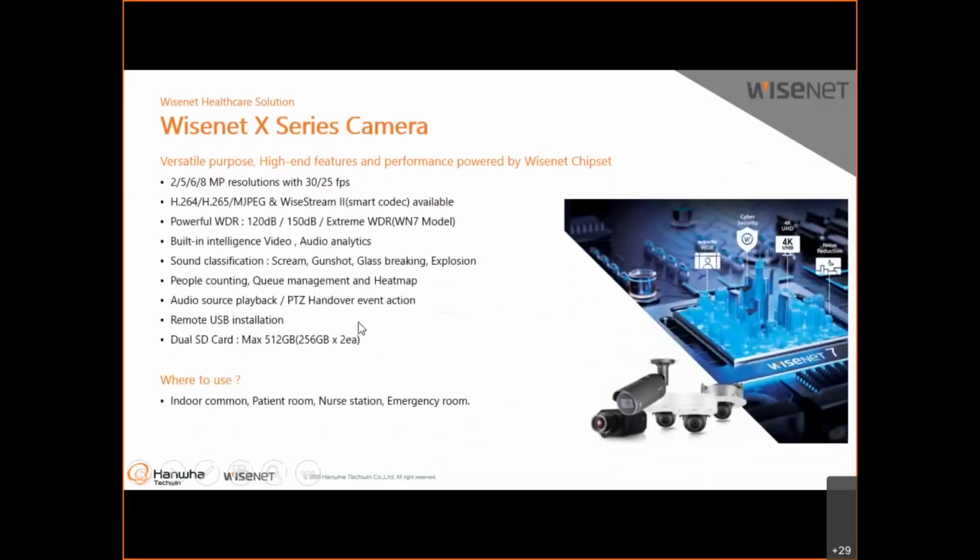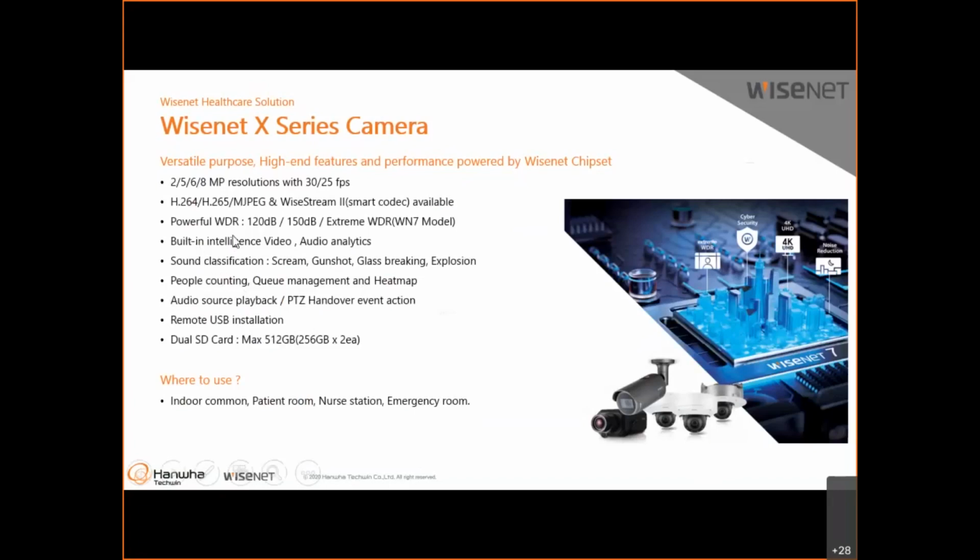And we have this Wisenet X series camera. Actually, we have a lot of models in the lineup in this X series. So basically, you can use this model for all purposes. This is high-end features and high-end performance powered by the Wisenet chipset. So we have 2, 5, 6 and 8 megapixel resolution with full frame. And we support H.264, H.265 and MJPEG. And every model will have this WiseStream II feature, which is a smart codec. So you can save your bandwidth and storage, and also you still can have high image quality.